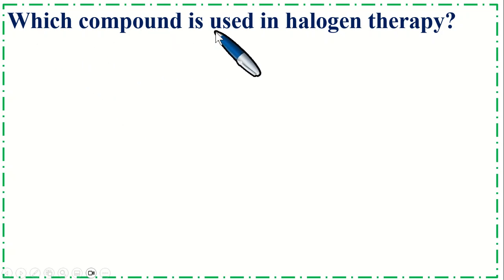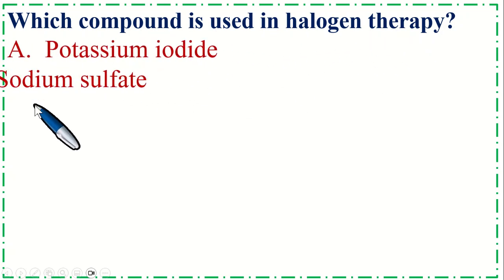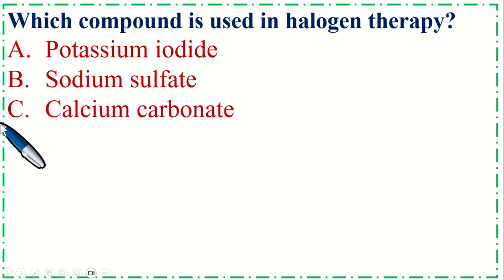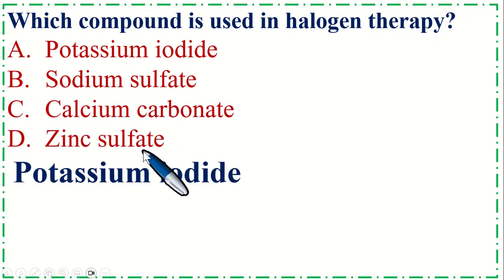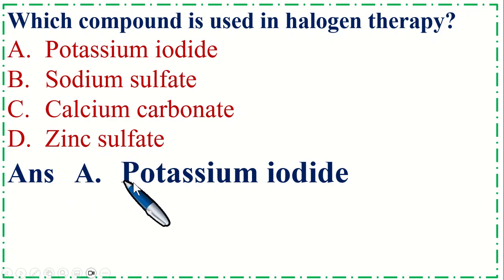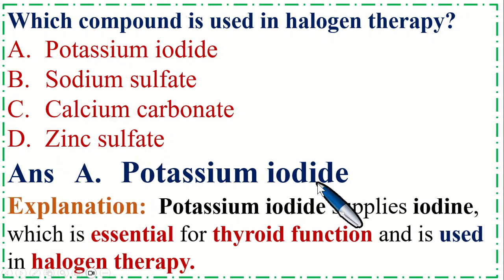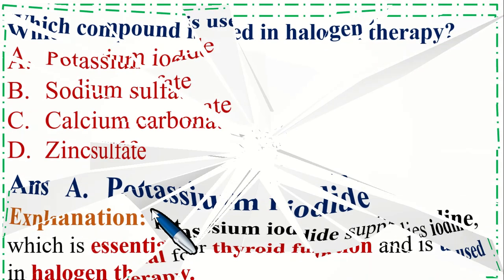Which compound is used in halogen therapy? Option A, potassium iodide, B, sodium sulfate, C, calcium carbonate, and option D, zinc sulfate. So the correct option is A, potassium iodide. Potassium iodide supplies iodine, which is essential for thyroid function and is used in halogen therapy.